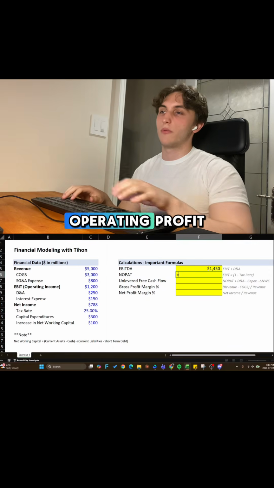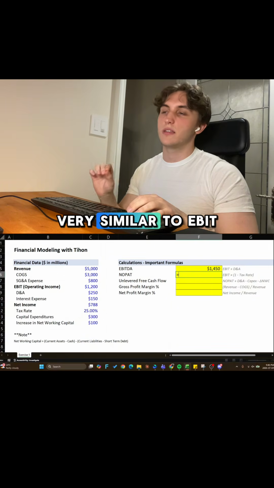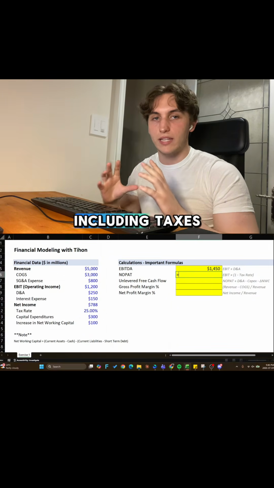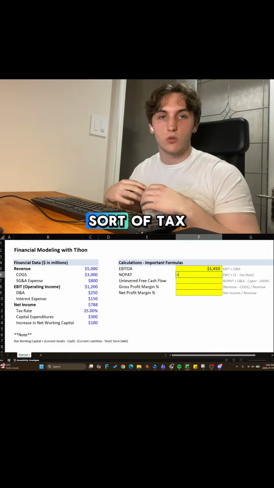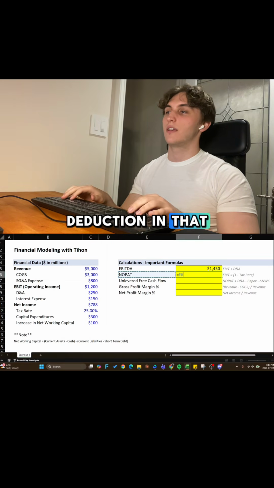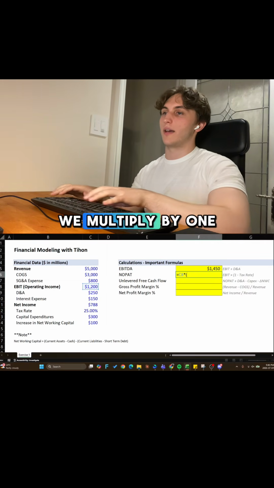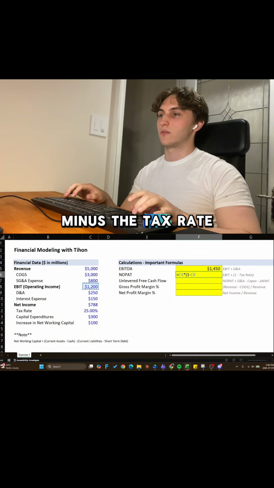Next is our net operating profit after taxes. Very similar to EBIT, except we're including taxes because every single business earns and spends, and there will always be some sort of tax deduction in that. So we take our EBIT and we multiply by 1 minus the tax rate.